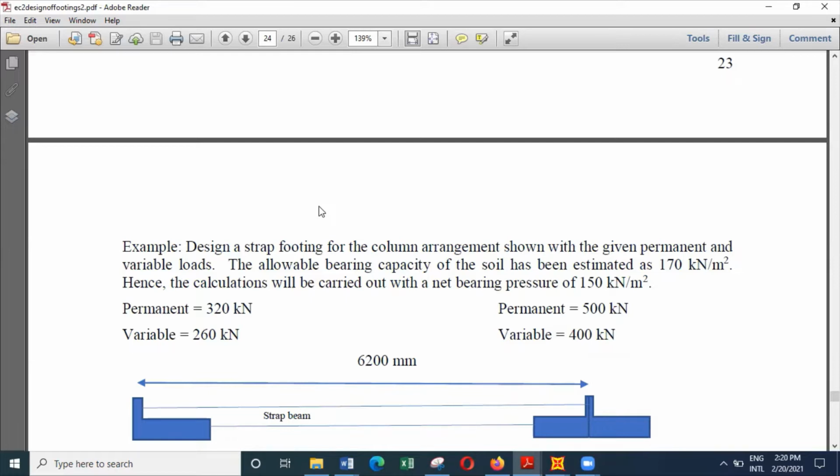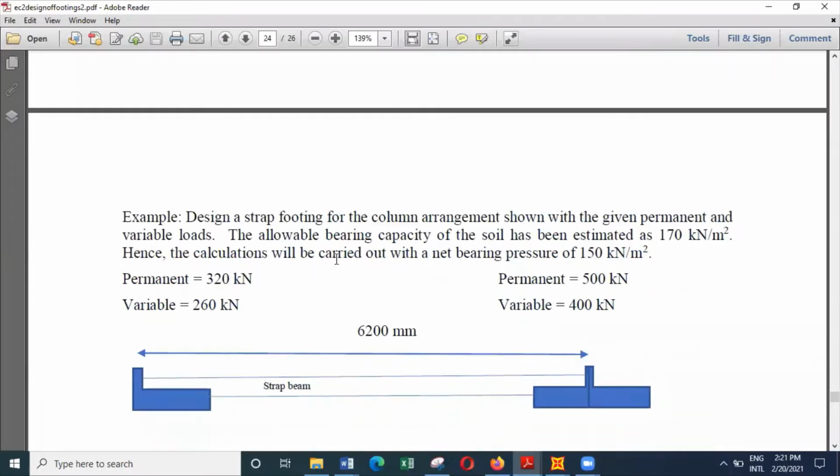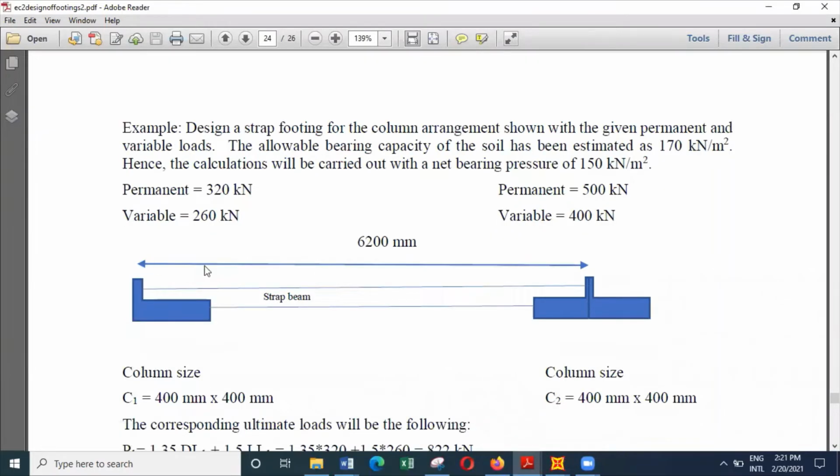So we can first see the size of the base on plan. And based on that, we can decide whether the punching shear failure is going to be a critical one or not. And also, based on the direct shear and punching shear situations, we can select a suitable thickness for the base. So we have the two columns 6.2 meters apart.